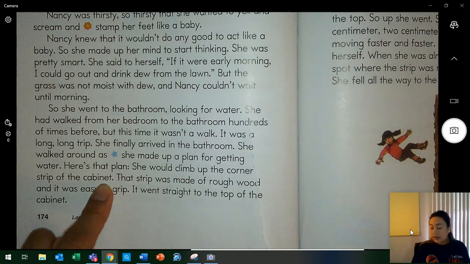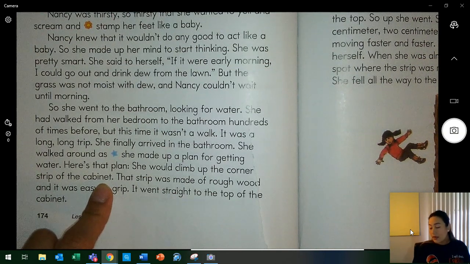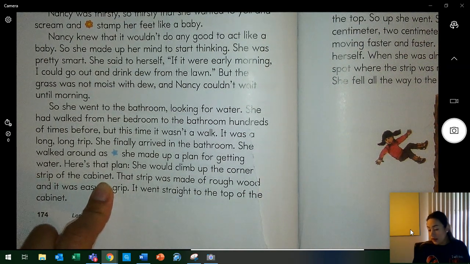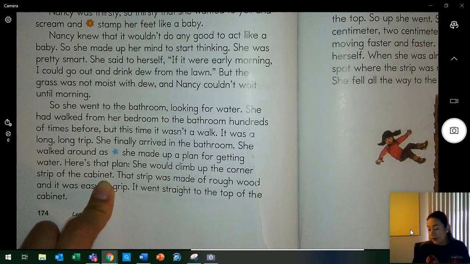Stop right there. Listen to her plan again. Keep your finger there while I read her plan one more time. Listen big. She would climb up the corner strip of the cabinet. That strip was made of rough wood and it was easy to grip. It went straight to the top of the cabinet. Now listen, why was the corner strip of the cabinet easy to grip? Get ready. Right, because it was made of rough wood, and that made it easier.